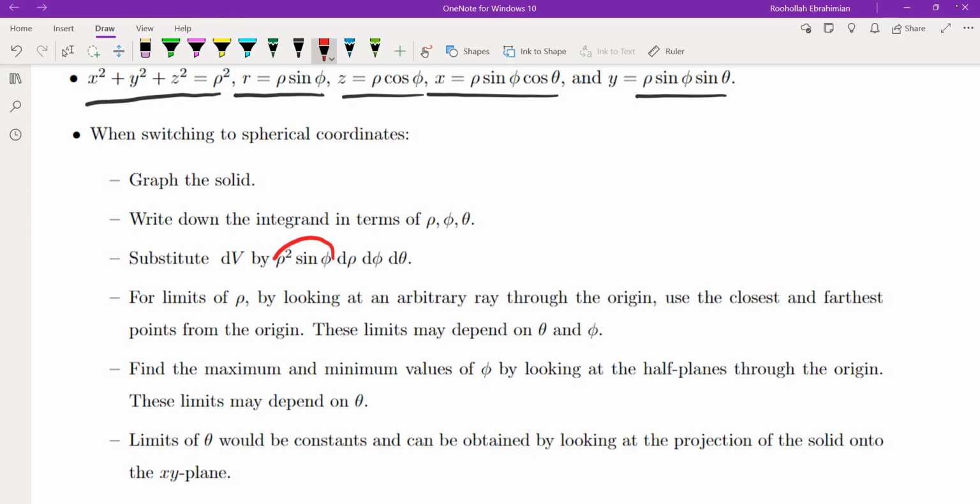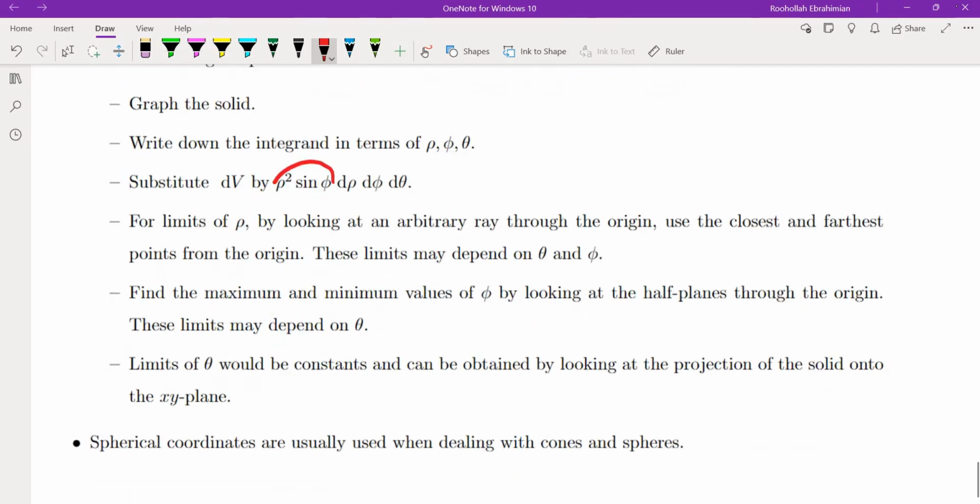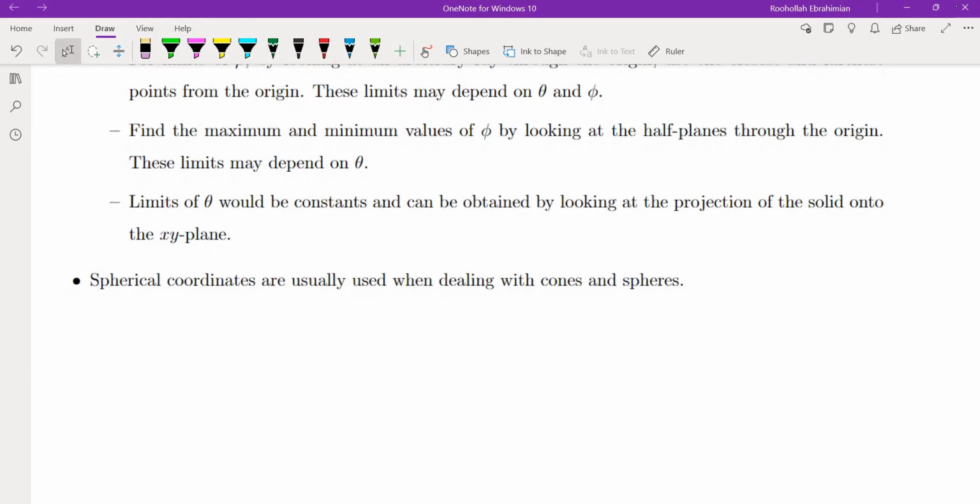For the limits of rho, by looking at an arbitrary ray through the origin, we use the closest and farthest points from the origin. These limits may depend on theta and phi. Then we find the maximum and minimum value of phi by looking at the half plane through the origin. These limits may depend on theta. And finally, we find the limits of theta by looking at the projection onto the xy plane. And these limits have to be constant. The spherical coordinates are usually used when we are dealing with cones and spheres.